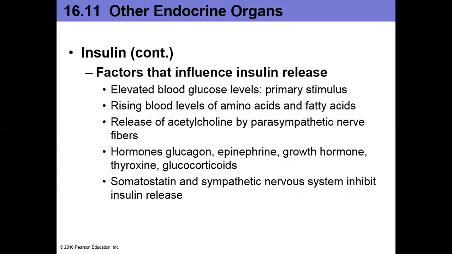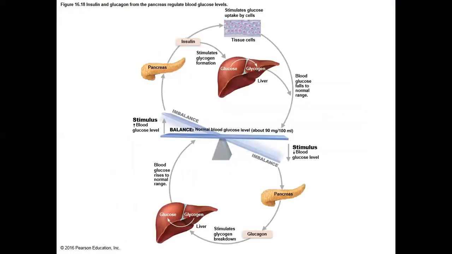Let's see, factors that influence insulin release. Again, your glucose levels are going to do that if they're high, right? And then, of course, other hormones play a role, which is what I said a few minutes ago: you can't tell me it just regulates blood glucose levels, because glucagon, epinephrine, growth hormone, thyroxine, and glucocorticoids also play a role in glucose levels. So no, you can't just tell me that. And if your blood glucose levels are out of balance, too high or too low, we'll stimulate the pancreas to release insulin when it's too high, or stimulate the pancreas to release glucagon when it's too low.